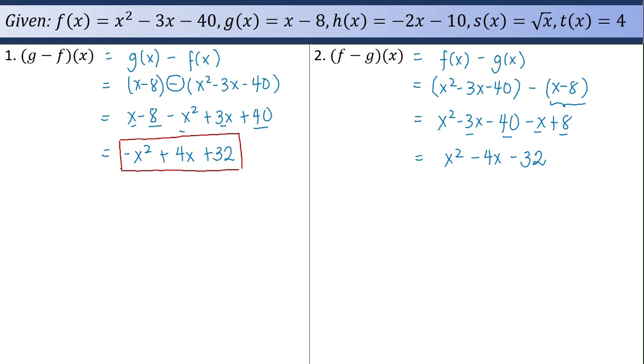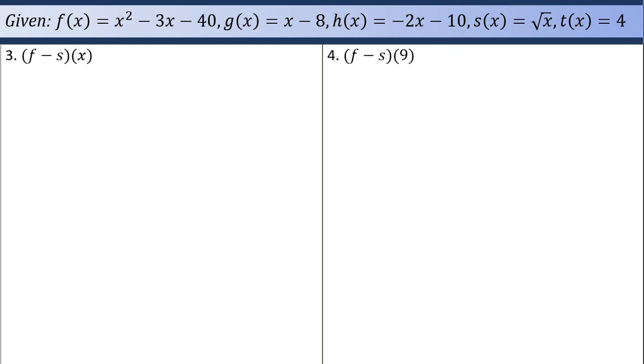Take note na ang sagot natin sa number 2 ay ang negative ng number 1. Okay? Ibig sabihin, ang g minus f of x ay hindi equal sa f minus g of x. So for number 2, f minus g of x is equal to x squared minus 4x minus 32.